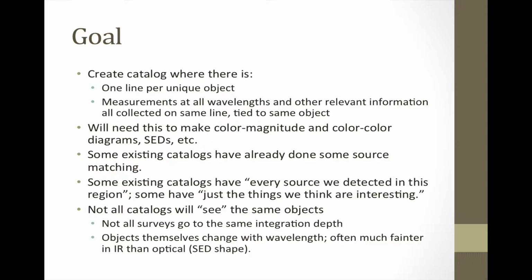So like I said, some existing catalogs already have done source matching, but some catalogs don't. And some catalogs have truly everything that they detected in the region. Some just list the things that they think were interesting. And not all catalogs are going to have exactly the same objects, because not all surveys integrate the same amount of time. Not all surveys are the same sensitivity. And the objects themselves are not the same brightness at all the wavelengths.